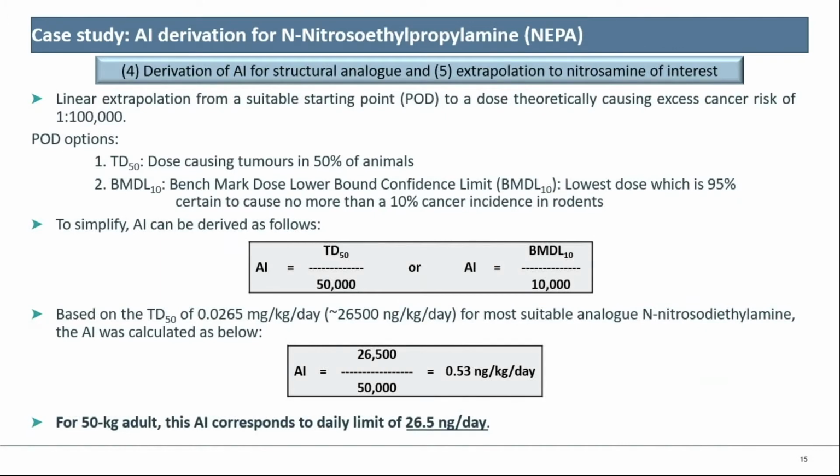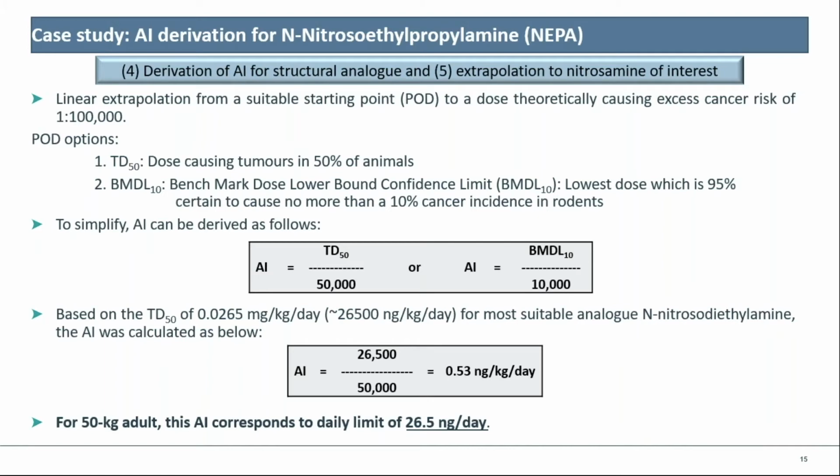Now, as I mentioned, the methodology is a linear extrapolation from a starting point, called the point of departure. You can use two options as a starting point. One is TD50, that's median tumor dose, or the dose of the compound that's causing tumors in 50% of animals. Or you can go with BMDL10, that's the benchmark dose lower bound confidence limit, the lowest dose which is 95% certain to cause no more than 10% cancer incidence in rodents. So you can use either of these two. If you are using a TD50, you need to divide it by 50,000, and if it is a BMDL10, you need to divide it by 10,000.